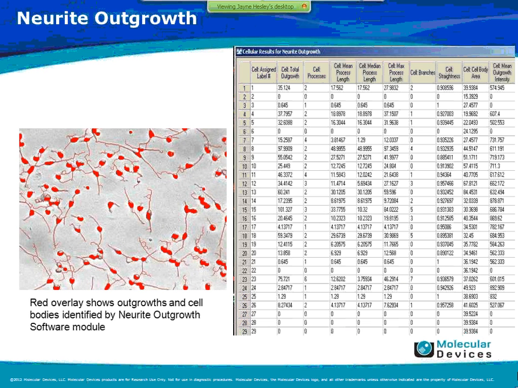The parameters you get out are multiple. You can get the number of processes per cell. You can get the length, the branching, the overall number of neurites. You can do it per field of view, or you can do it per cell. As you can see in this table, on the left, cell assigned label number is each individual object that's measured in the field of view.